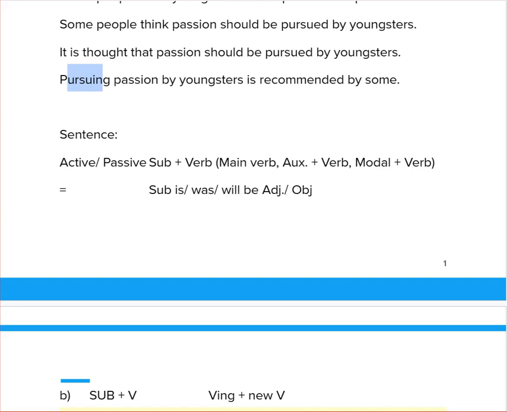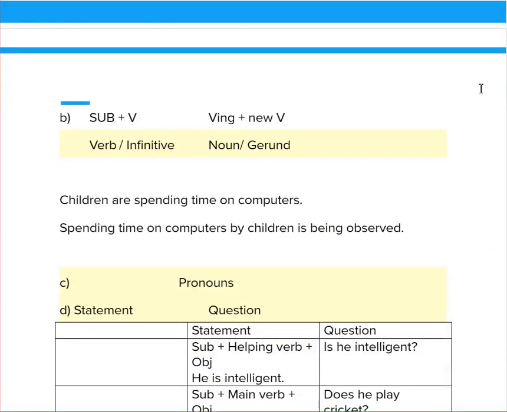Now the second type of rephrasing is infinitive to noun gerund. Syntax is subject plus verb, becoming V-ing plus new verb, like: children are spending time on computer becomes spending time on computer by children is being observed.